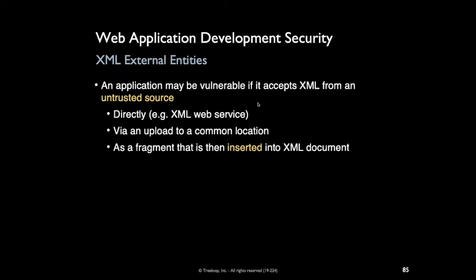When this can be an issue is anytime your application accepts XML from an untrusted source. So if you have some sort of web service that accepts incoming XML, what if that incoming XML ends up containing some external entities within it? So when it ends up getting parsed by the framework, bad things could be triggered. Via an upload to a common location. So you let people upload XML files to some folder somewhere, some Dropbox, and then you have code that reads those files, parses them, and then does something based on what's in there. If there's an external entity in there, potentially there's a problem.